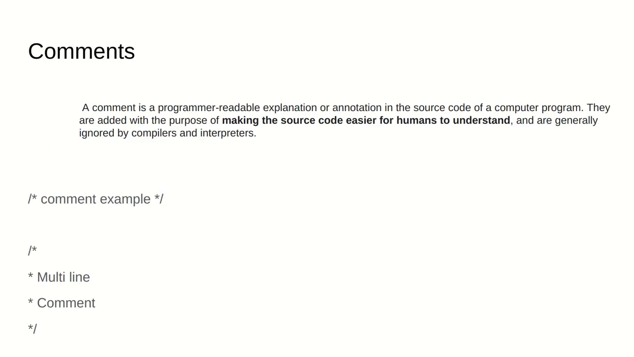Alright, so you can see the example of a single line comment here. It starts with a forward slash and an asterisk, and it also ends with an asterisk and forward slash. For multi-line comments, you can see the example here at the bottom. I believe you must have seen this in your resources.